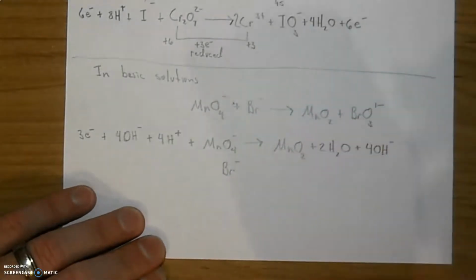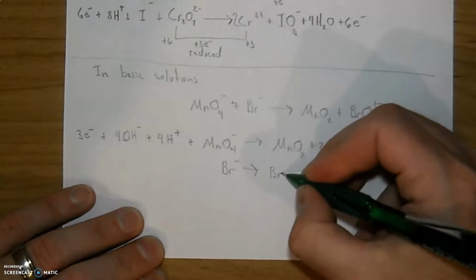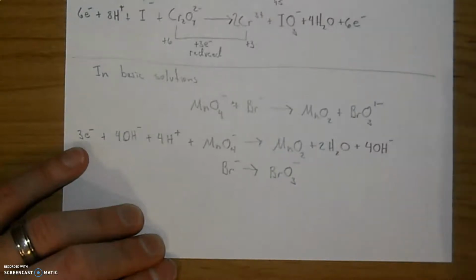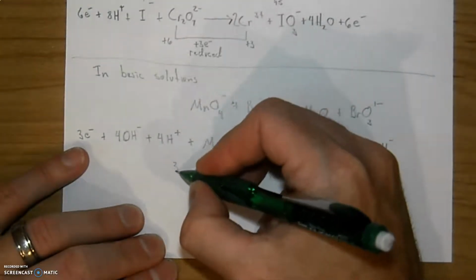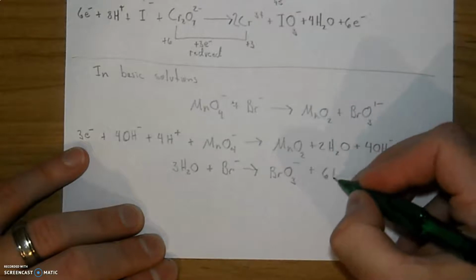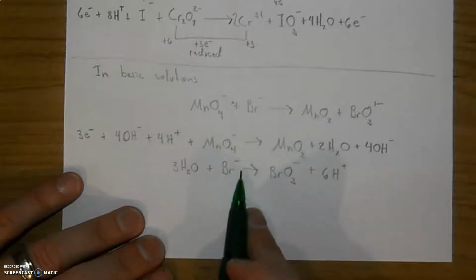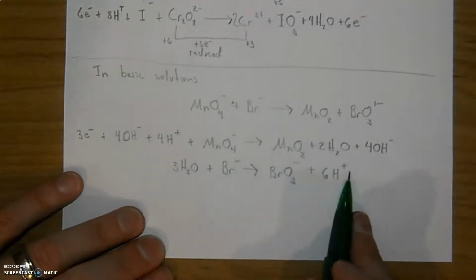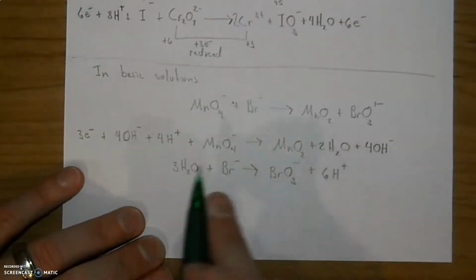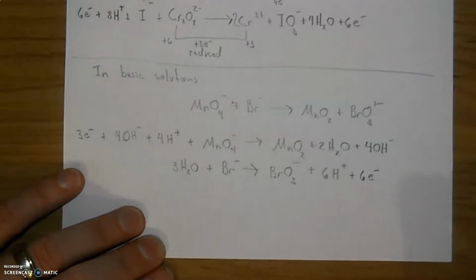Bromine, -1, and it turns into bromate. All right, same process here. I need to balance out the oxygens. So 3 waters. That messes up my hydrogens. So 6 hydrogens. And then as far as charge, I am -1 and +5. So +5 needs to come down to -1. So I'm going to add 6 electrons.